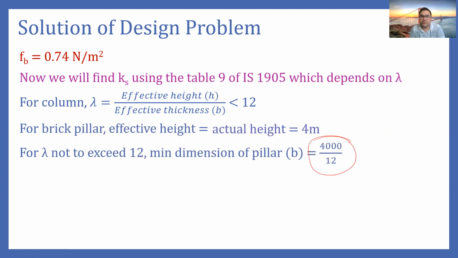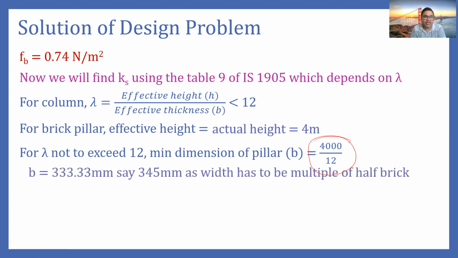The b value is 4000 by 12, and with this we calculate the value of b as 333.33 mm. But we have to increase this value so that it becomes a multiple of half brick.